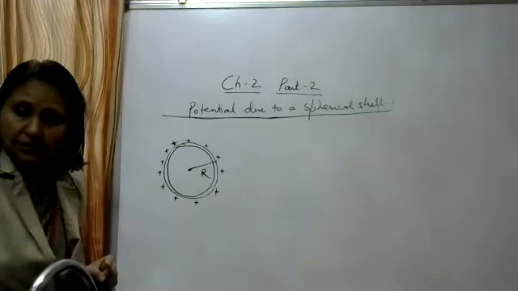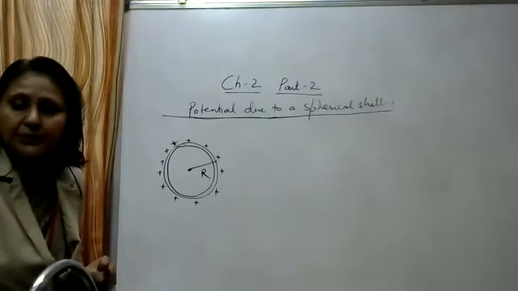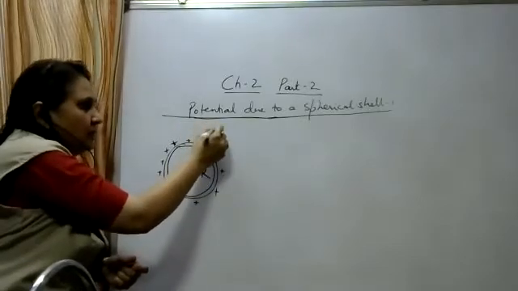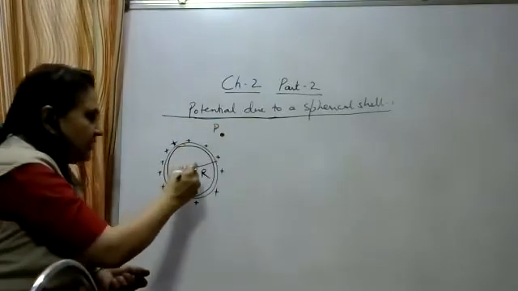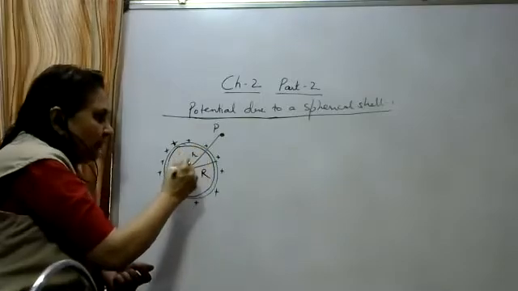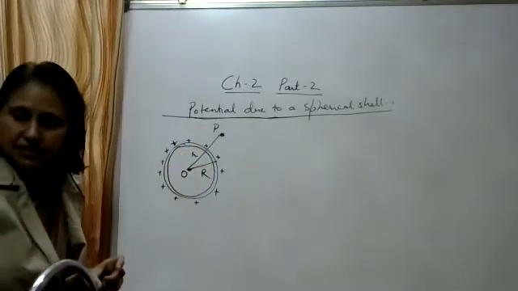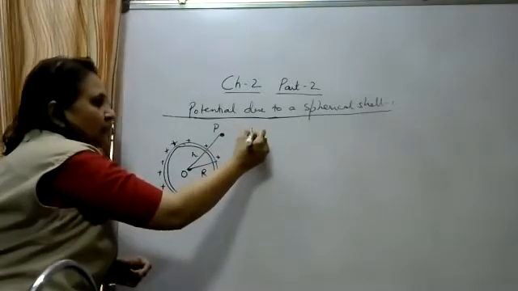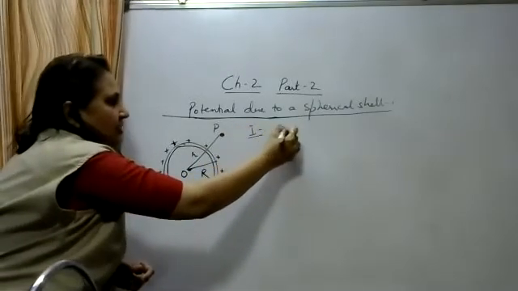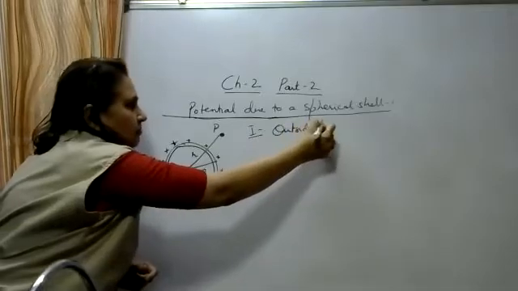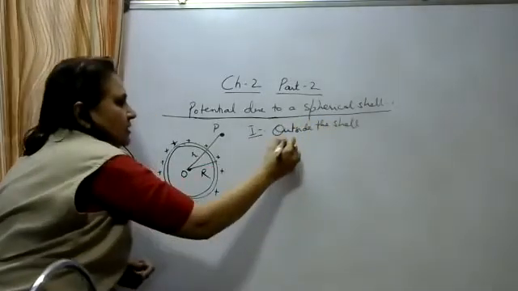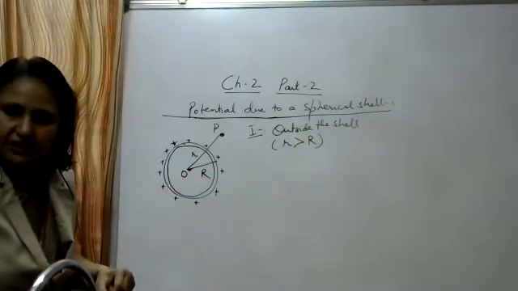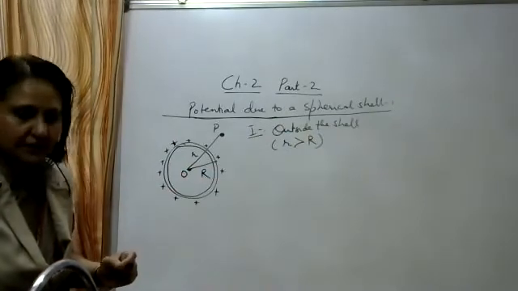Okay, now first we'll find out the potential at a point P outside the shell, that is at a distance R from the center of the shell, which is at a distance small r from the center of the shell. That is, first case, we are finding it outside the shell. Outside the shell means R is greater than capital R. Capital R is the radius of the spherical shell and we are finding out at a point P outside.